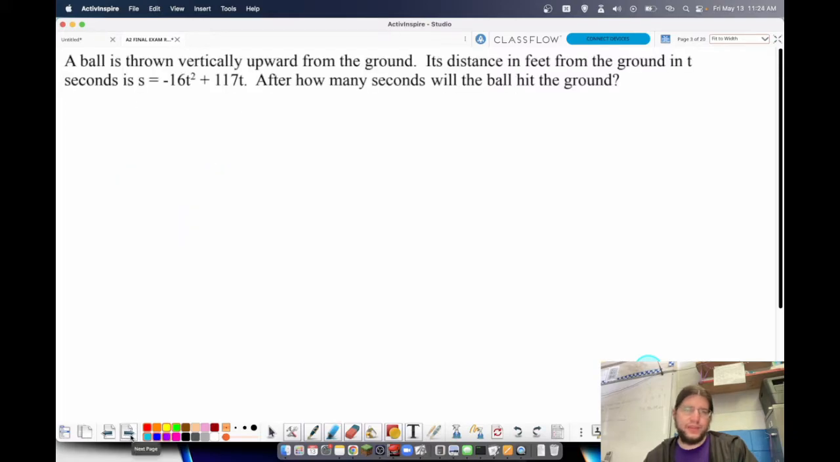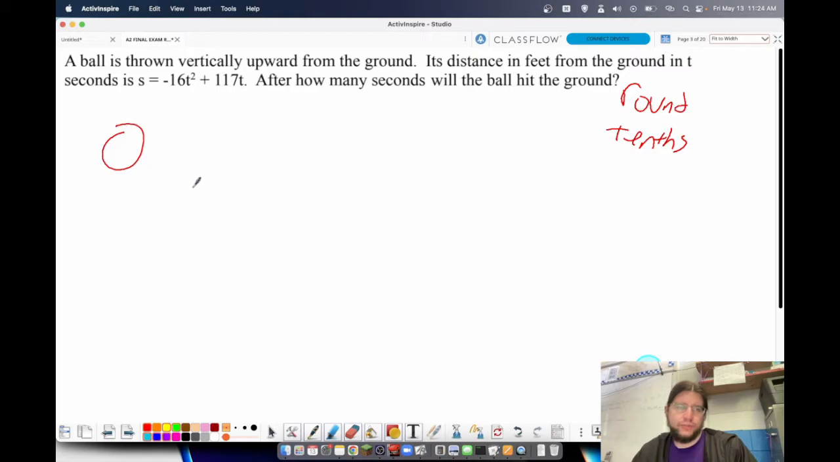Number 3. Another quadratic. A ball is thrown vertically upward from the ground. Its distance in feet from the ground in t seconds is given by this equation, s equals -16t squared plus 117t. After how many seconds will the ball hit the ground? And let's say round to the 10th. Okay. So it starts on the ground, and we want to know when it lands on the ground. So how high off the ground is the ground? 0. 0 equals -16t squared plus 117t.